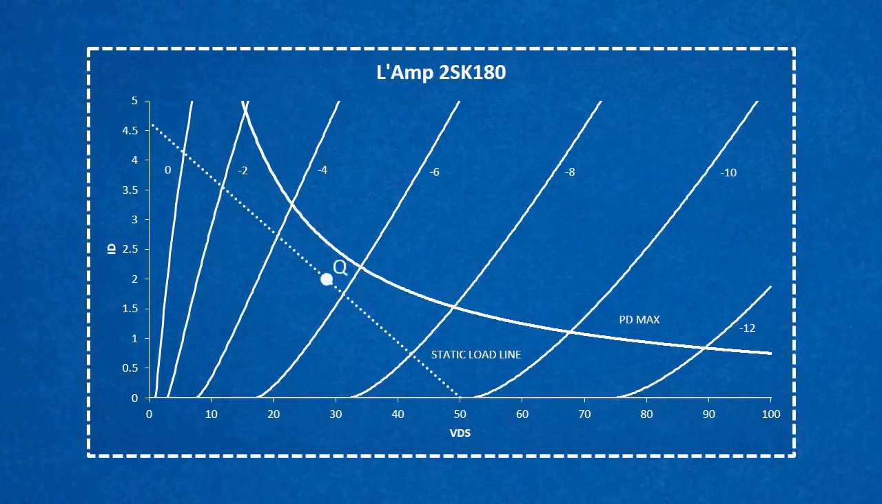The quiescent point or Q point lies along this line. We also call this the operating point. Here the Q point is at 28.5 volts and 2 amps.